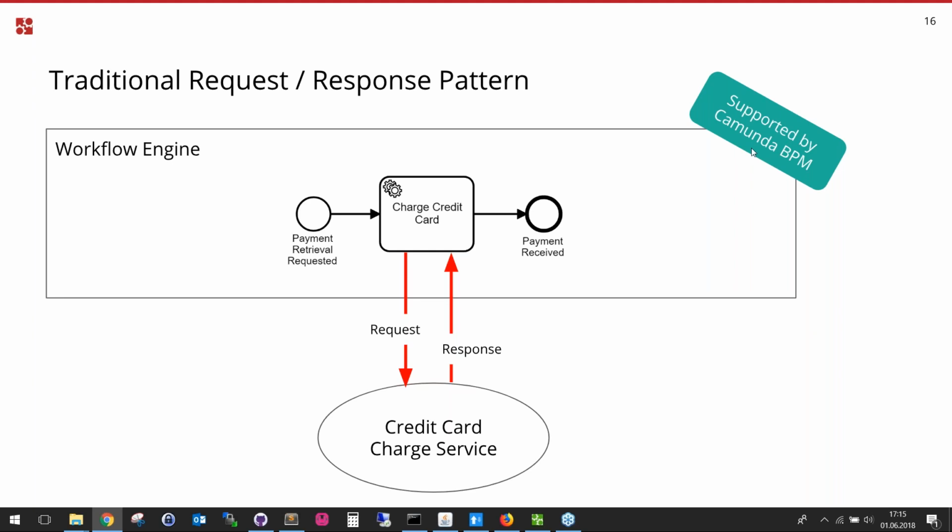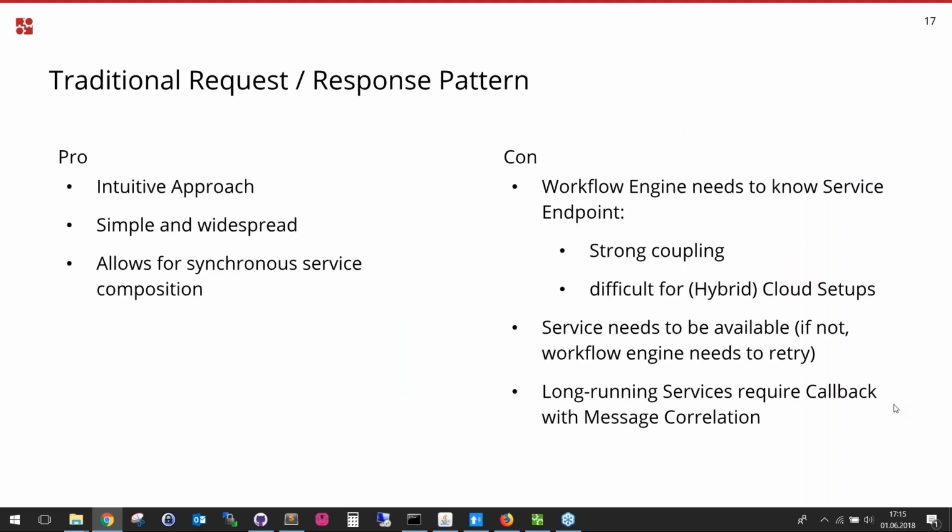It's supported by Camunda BPM, always has been. You can do it directly from the engine. You can go via Java delegate. There are very different ways of doing this. No worries about that. It comes with certain advantages. I mean, it's quite intuitive. I want something to do something and I'm waiting for the response and then I proceed. So it's intuitive, very simple, widespread. And it also allows for synchronous service composition, which might come in handy if you have, for example, a front end that wants to display certain results right away, things like that. It's, as I said, a widespread traditional pattern.